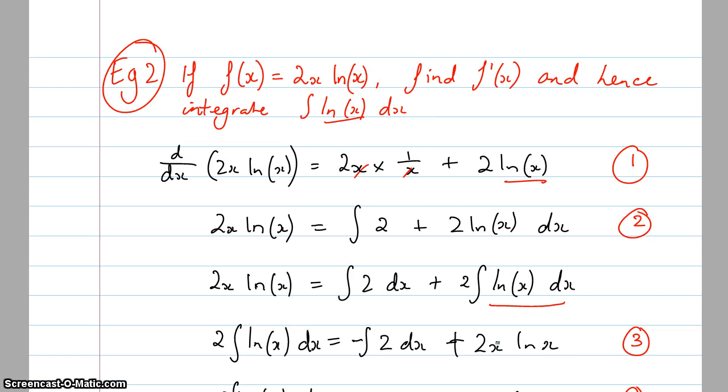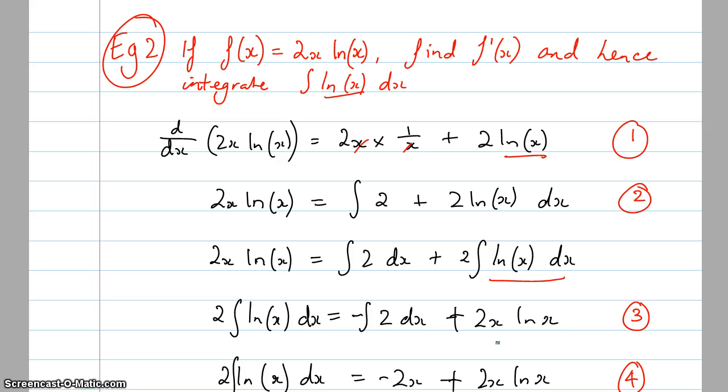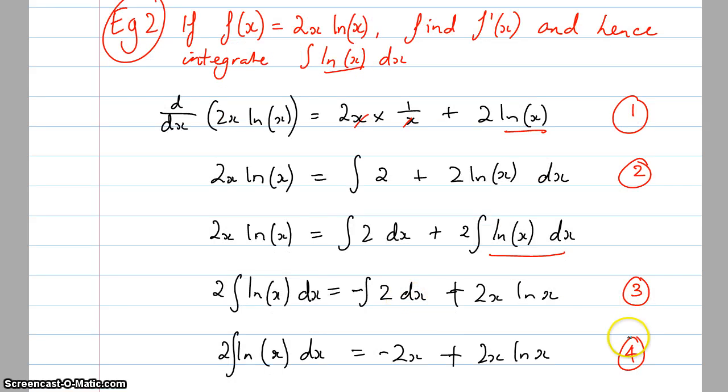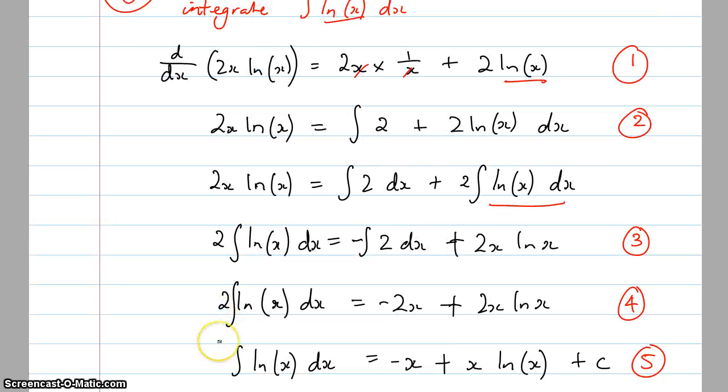Okay, and then finally, sorry, not finally. The fourth step is I do the integration of the thing that I know, which is this. I know how to do that. That's just negative 2x plus 2x log x. And now I just rearrange it to make it look exactly like I want. So now I just divide everything by 2, and I end up getting this plus c.